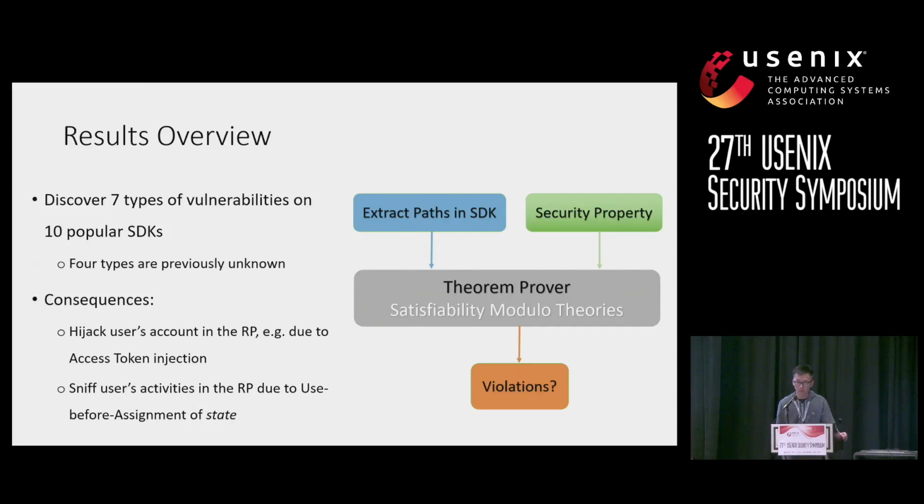Using S3K vector, we discovered 7 types of vulnerabilities on 10 popular SDKs. 4 of them are previously unknown, and the consequences are that the user's account could be hijacked in the RP, for example, due to the access token injection that we discovered. The other consequence is that the user's activity can be sniffed in the RP due to the use before assignment of state parameter that we found.